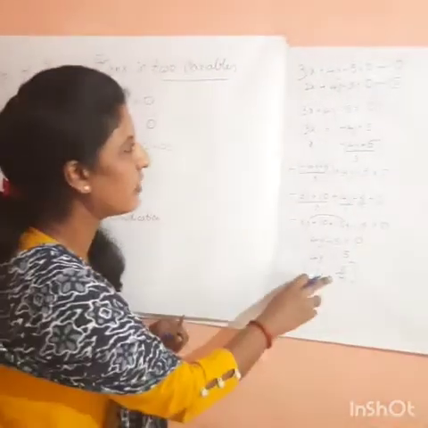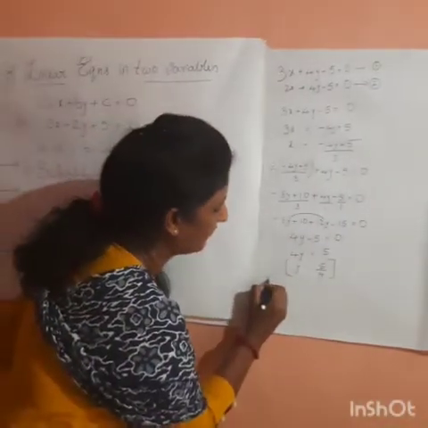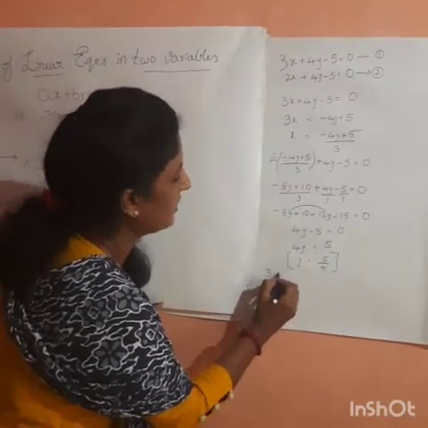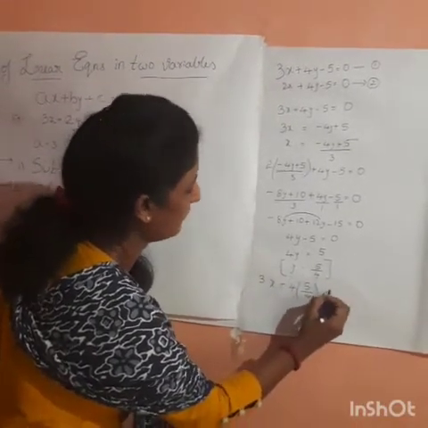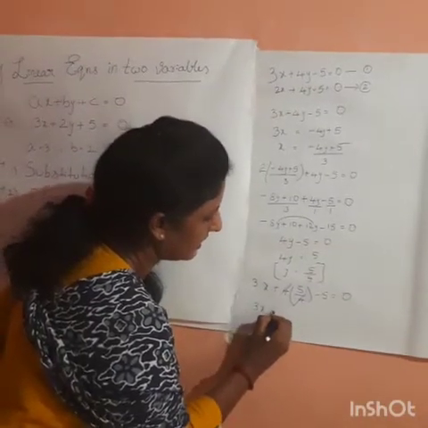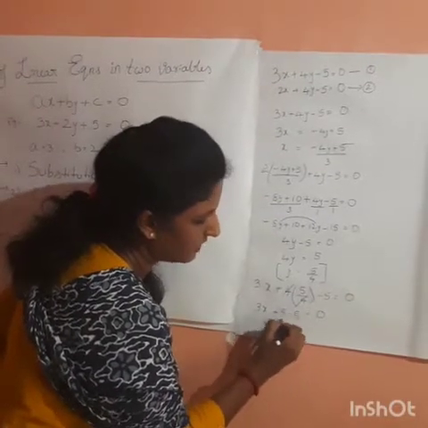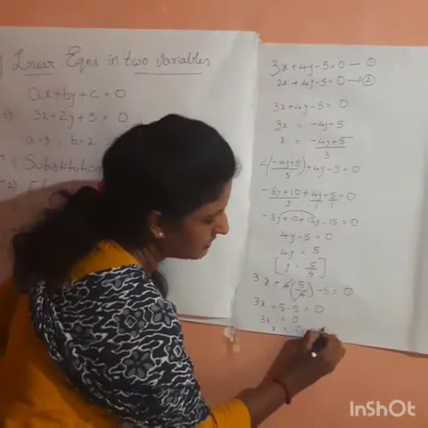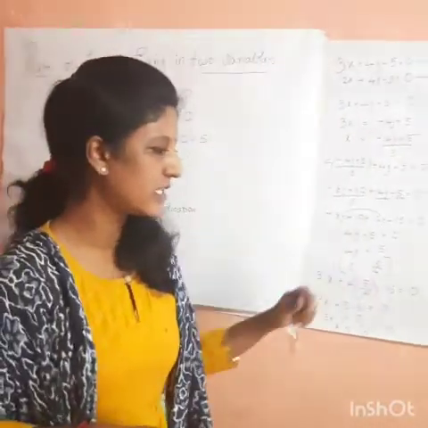While doing this sum, this y value should be substituted in any one of the equations. You will get the x value. 3x plus 4, and the y value we got is 5 by 4, minus 5 equals 0. 4 and 4 will get cancelled. 3x plus 5 minus 5 equals 0. Plus 5 and minus 5 is 0. So 3x equals 0, x equals 0 by 3 equals 0. So x equals 0 and y equals 5 by 4.